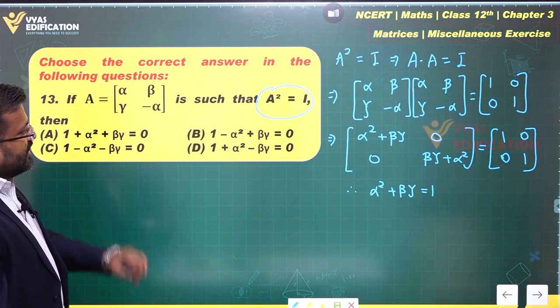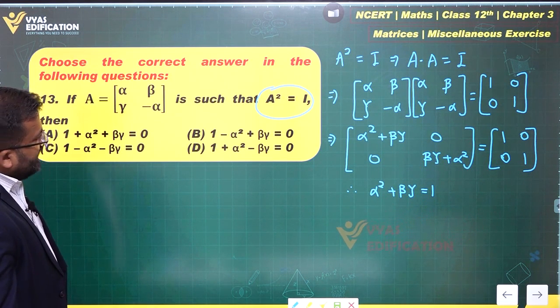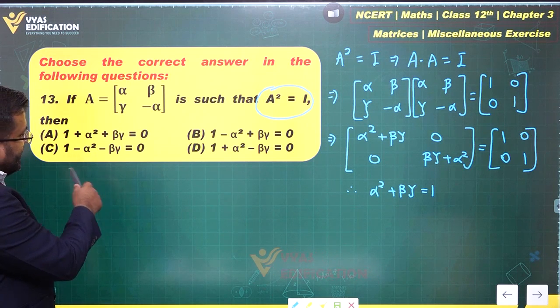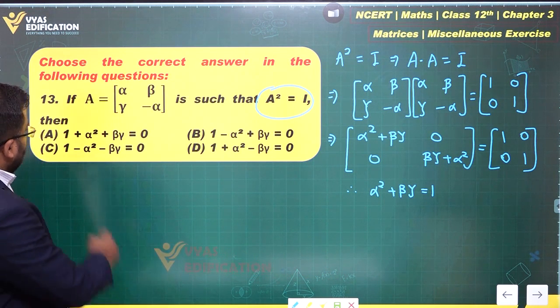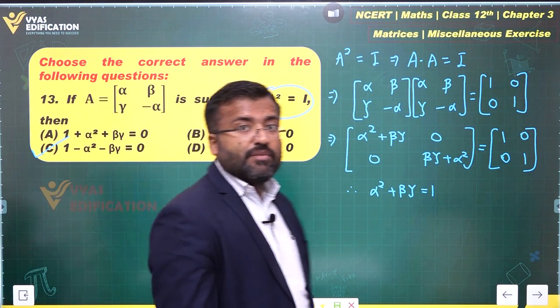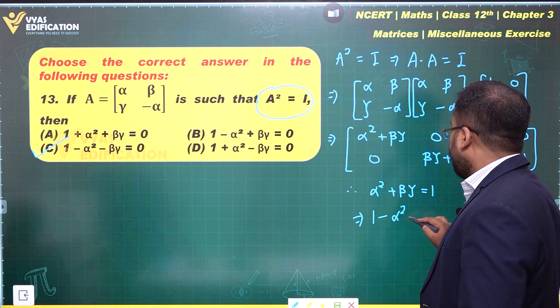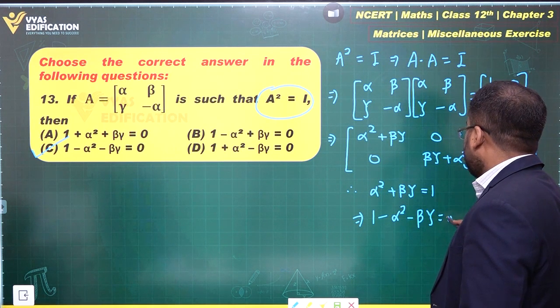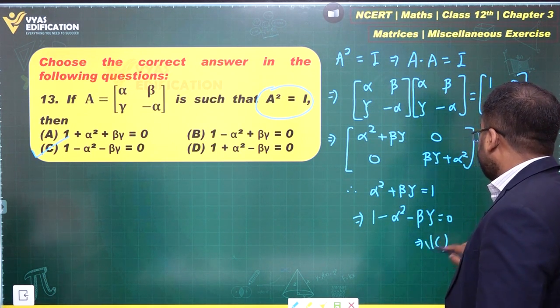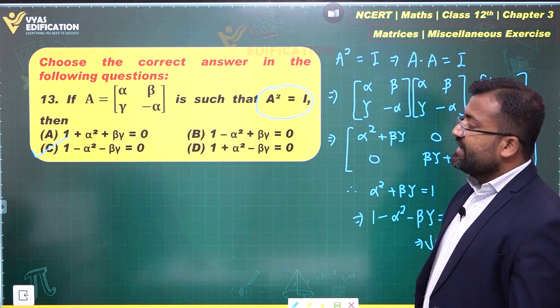Now check which of these options is correct. Alpha square plus beta gamma is equal to 1. So 1 minus alpha square minus beta gamma will be equal to 0. This is option C, right? This implies 1 minus alpha square minus beta gamma is equal to 0, which implies option C is correct. That's the answer for us, right? Is that all? Yes, that's all.